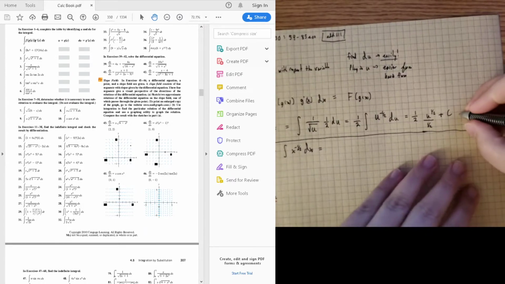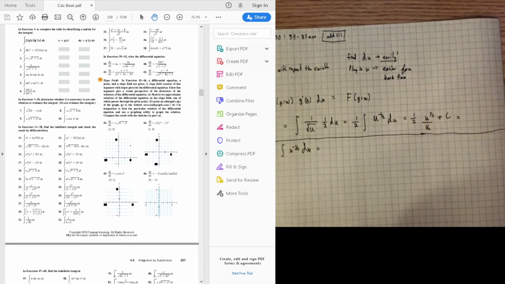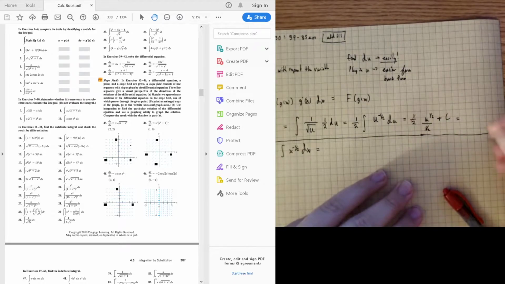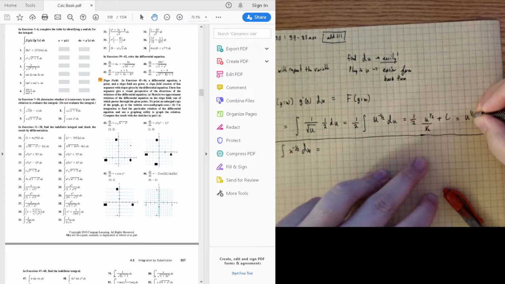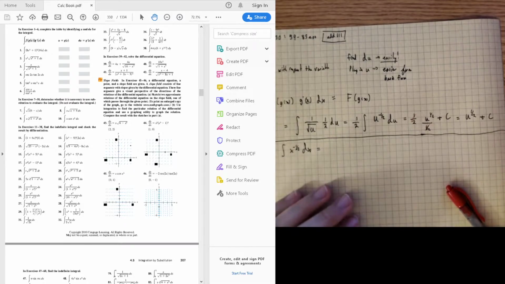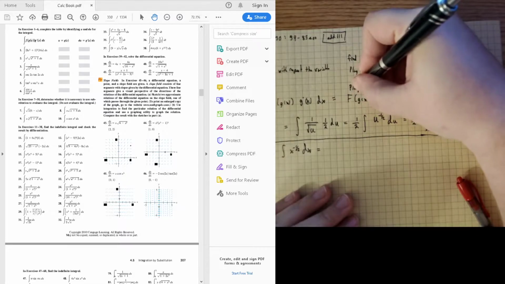And I can actually simplify one more step. The 1/2 and the 1/2, because they're on top and on bottom, can actually cancel, leaving me with just u to the 1/2 plus c. Okay? Now, this is not an acceptable answer. You need to make sure the last step is always to plug back in.